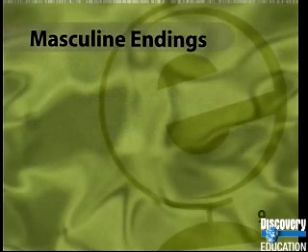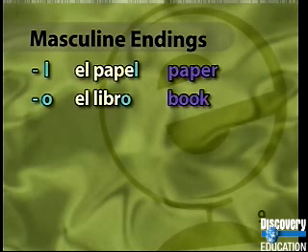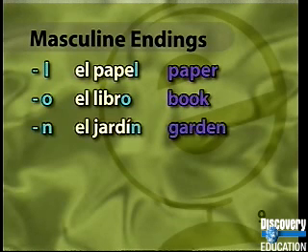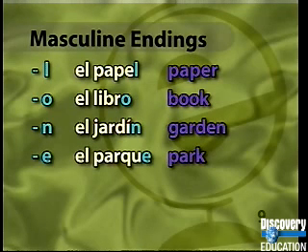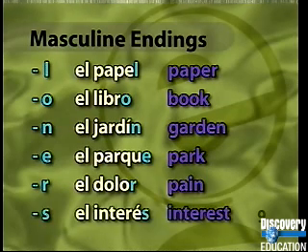Masculine endings are words such as those that end with L: el papel, the paper, are masculine words. Words that end with O, as I said before, are generally masculine, such as el libro, the book. Words that end with N, el jardín, for example, the garden, are generally going to be masculine, as are words that end with E, el parque, the park. Those are going to be generally masculine nouns, as are words that end with R, el dolor, the pain, or words that end with S.